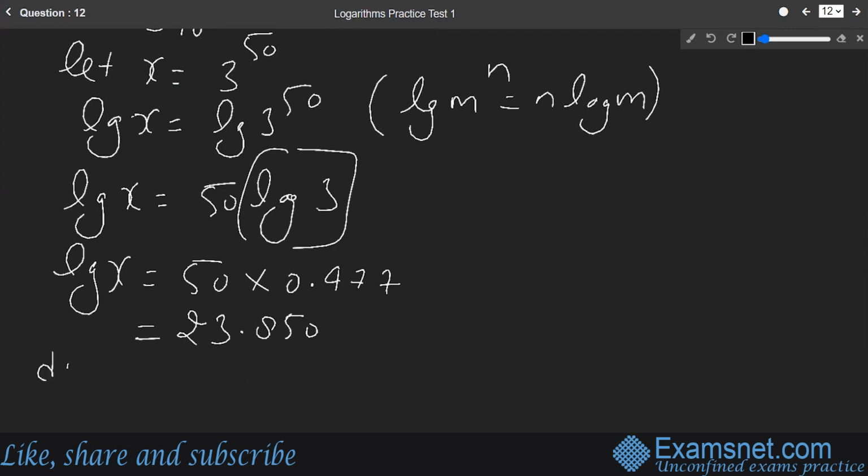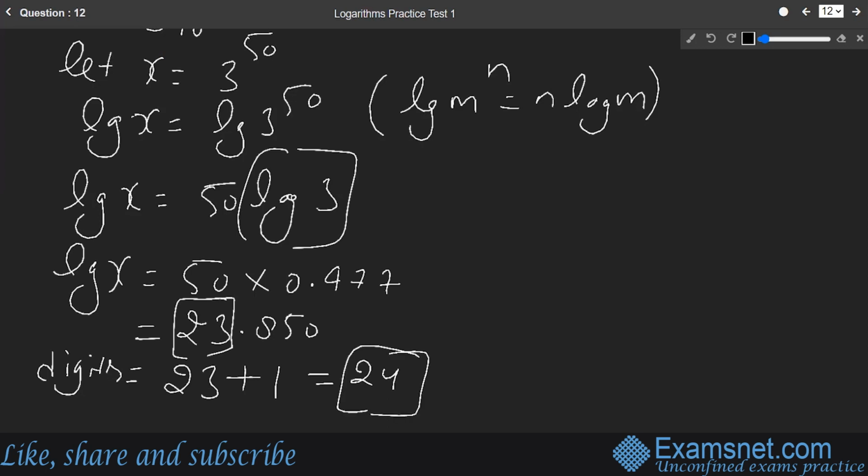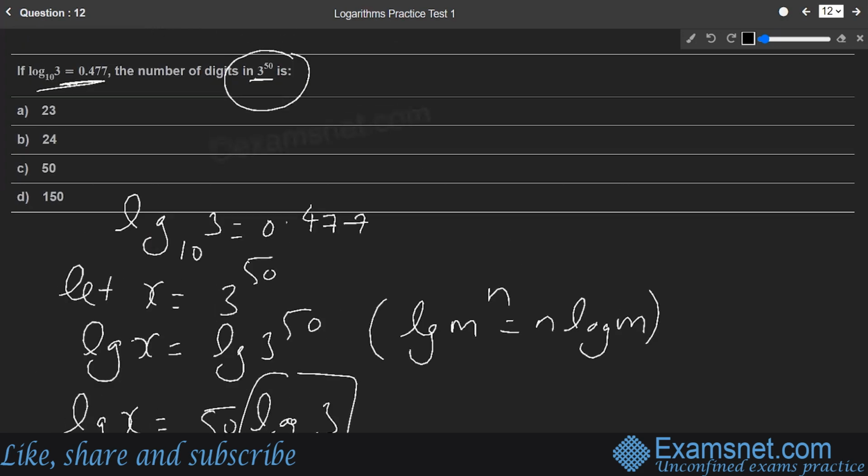So the number of digits is going to be, just use this number: whatever number is before the decimal part, just use this number, 23, plus 1, that is going to be 24. So whatever number comes before the decimal part, you just add 1 to that number, and the final number after adding 1 is the right answer. So the number of digits asked in the question is nothing but 24. That is going to be the right answer, available in option B.